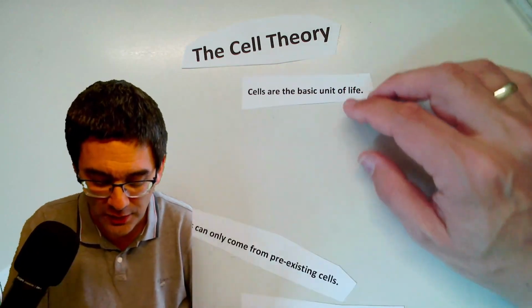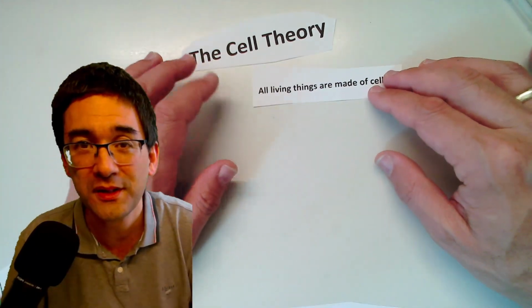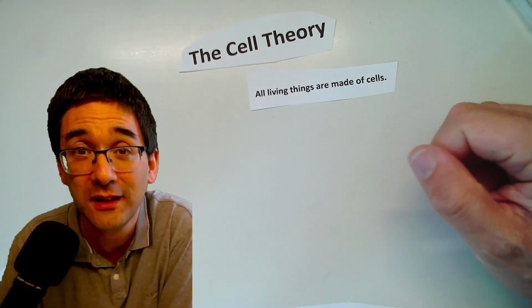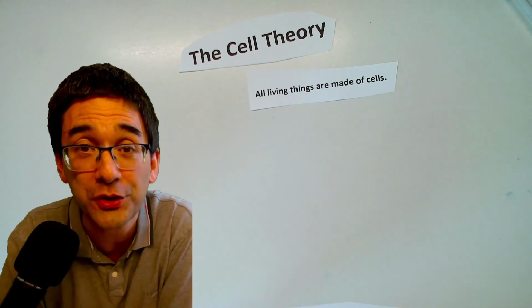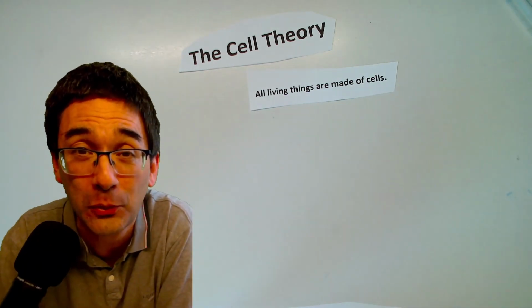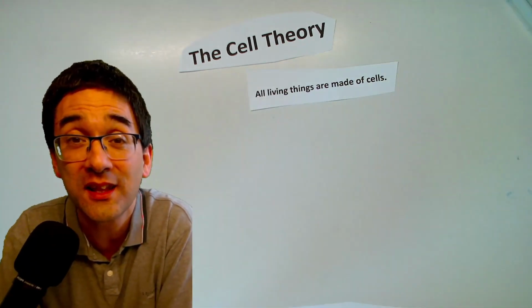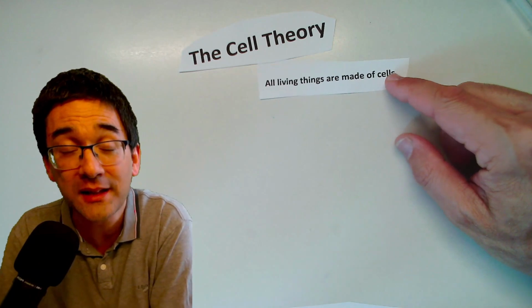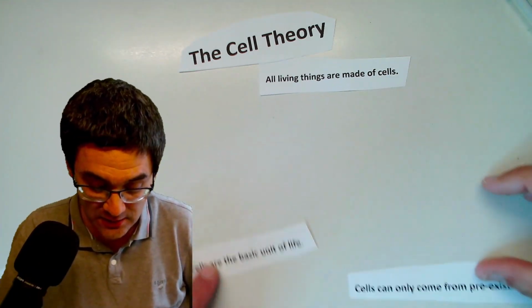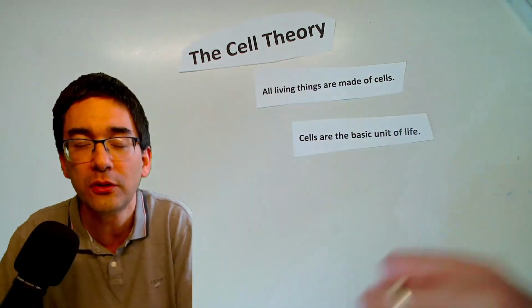Well, why not go through it one by one? Okay. The first part is that all living things are made of cells. All living things, even those that we have not discovered yet, we know that they too are made of cells. You don't even have to put them under the microscope. We already know in advance that these plants and animals and creatures are also made of cells. And over here, another part of the cell theory: cells are the basic unit of life.